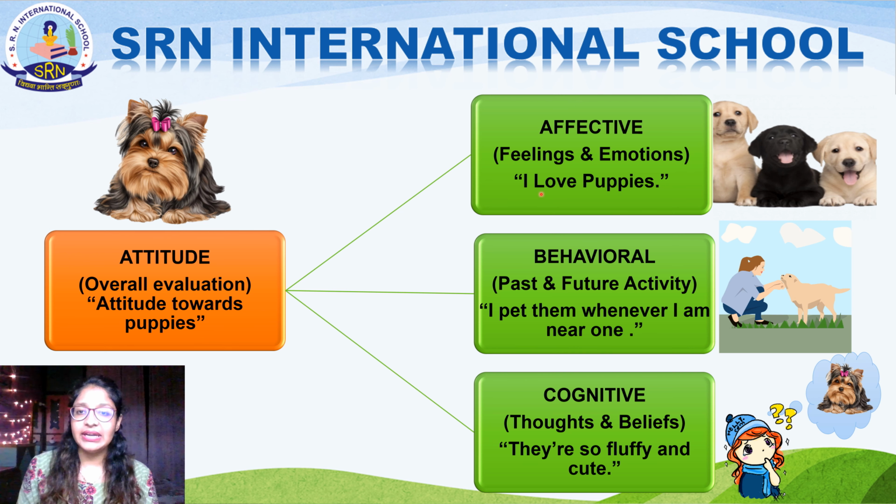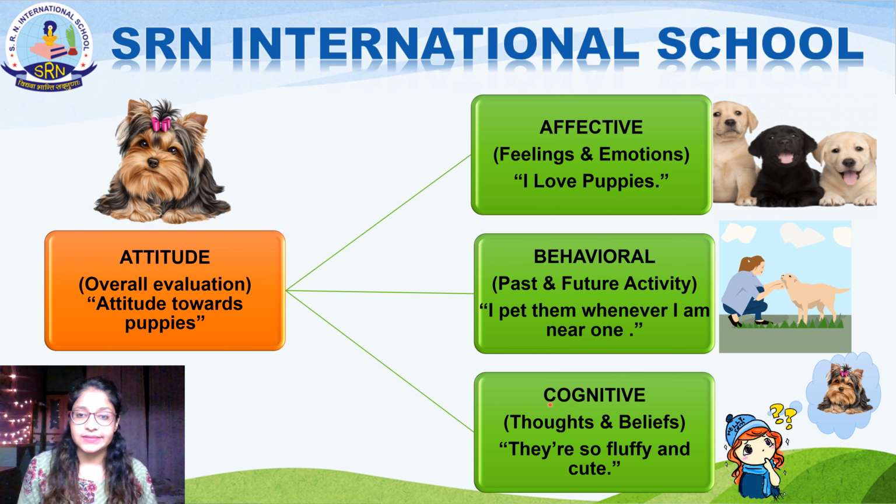Now let's see the affective component of attitude towards puppy. So affective component is something which refers to the feelings and emotions towards that particular attitude object. So here our attitude object is puppy. So I love puppies. So that is my feelings and emotions towards that particular attitude object. So that is how I define the affectively based attitude, that I love puppies. Second, behaviorally based attitude. That is something which refers to the past and the future activity towards your attitude object. Here you can see I pet them whenever I am near one. So that is my behavior towards that attitude object.